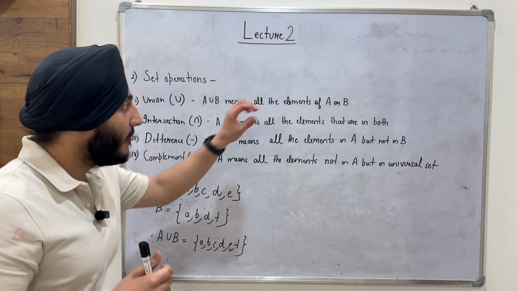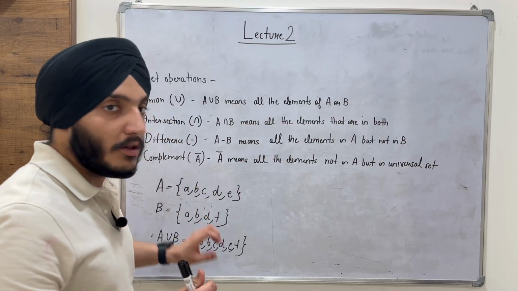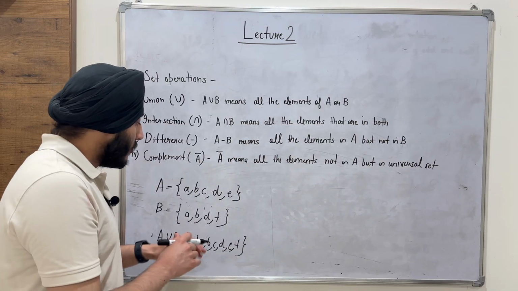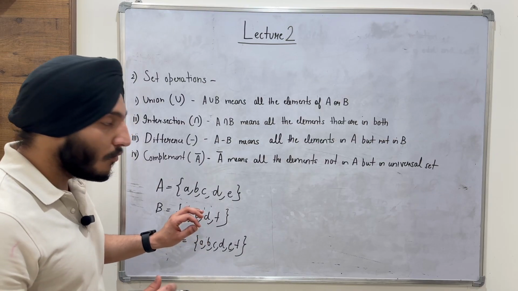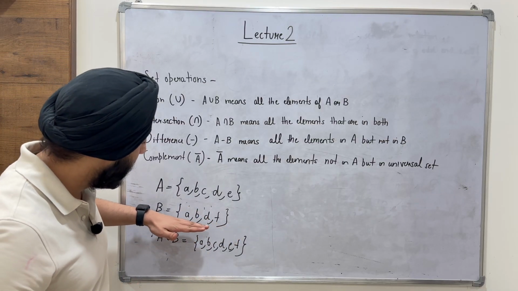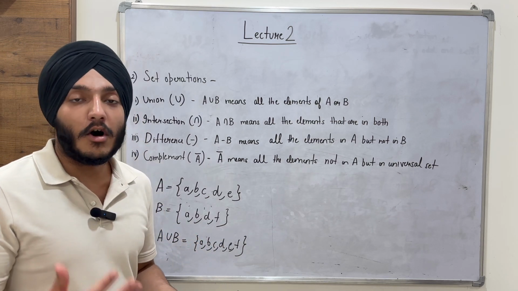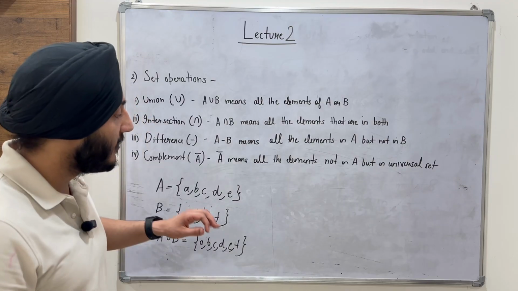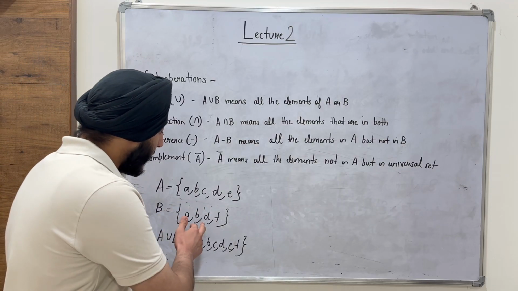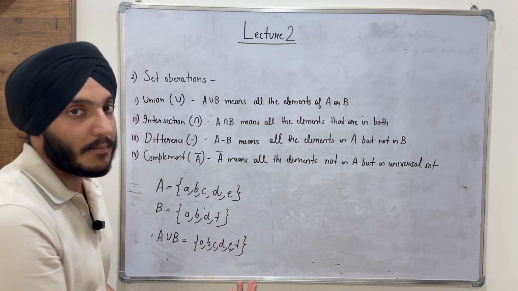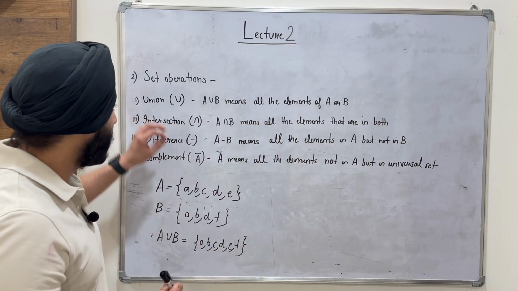So basically all the elements in A or all the elements in B combined together, right? You might be wondering why I have not written A, B, and D multiple times. The reason is multiplicity does not matter in sets, right? That's what we discussed in lecture 1. So writing this D multiple times would mean the exact same thing as writing it a single time in a set. So I hope you understand what a union is.